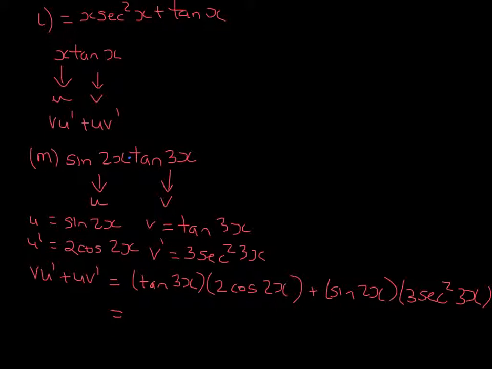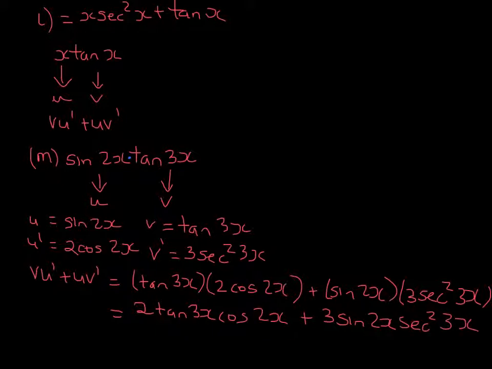So let's simplify this. The numbers go at the front. So we've got 2 tan 3x cos 2x plus 3 sine 2x sec squared 3x. And if you can take a common factor out, do, but we can't in this case, so that's the end of that one. It's a longer one.